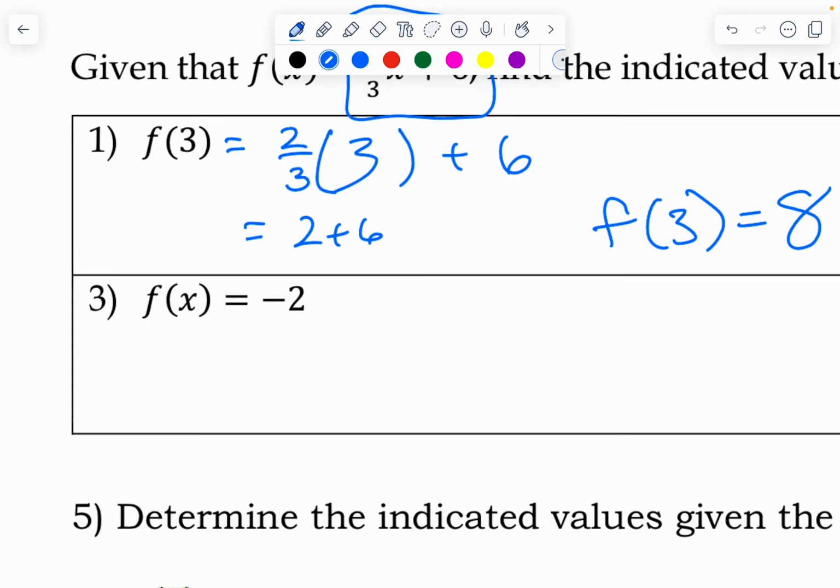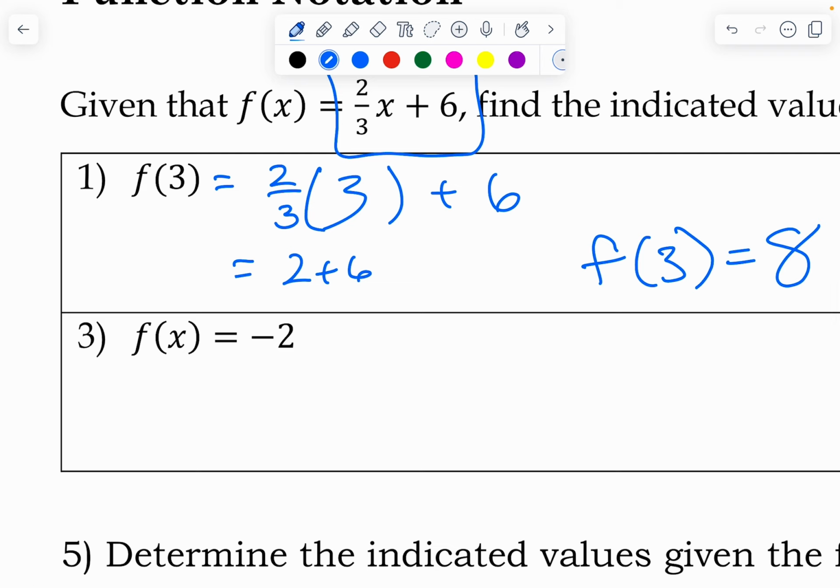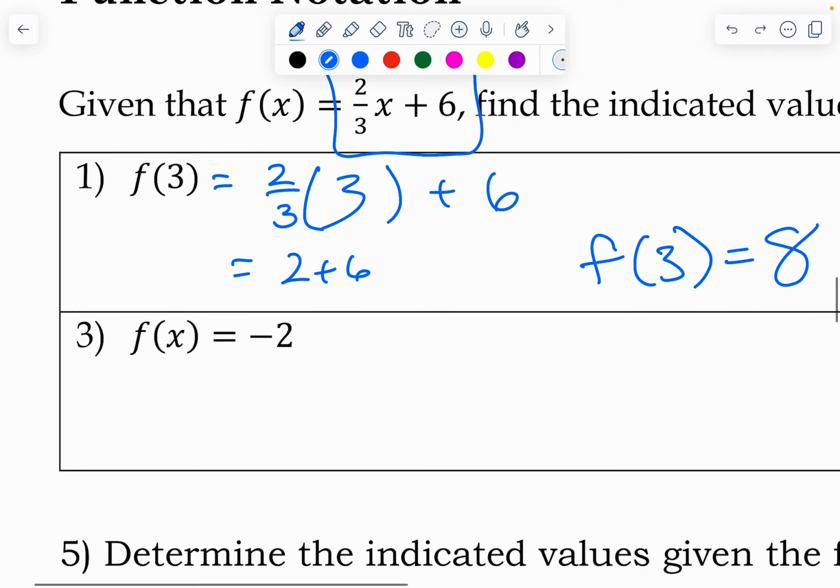Okay, the next one. Now this is changing the question. This is changing our situation. A second ago, they gave us the x and asked for the y. Now they're giving us the output and asking for the input. So we're trying to find what x value gives us that output value, that y value.